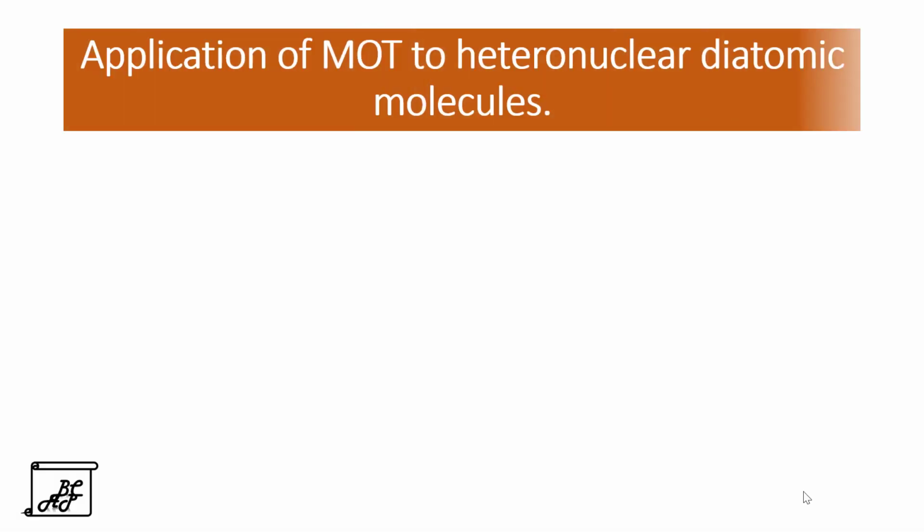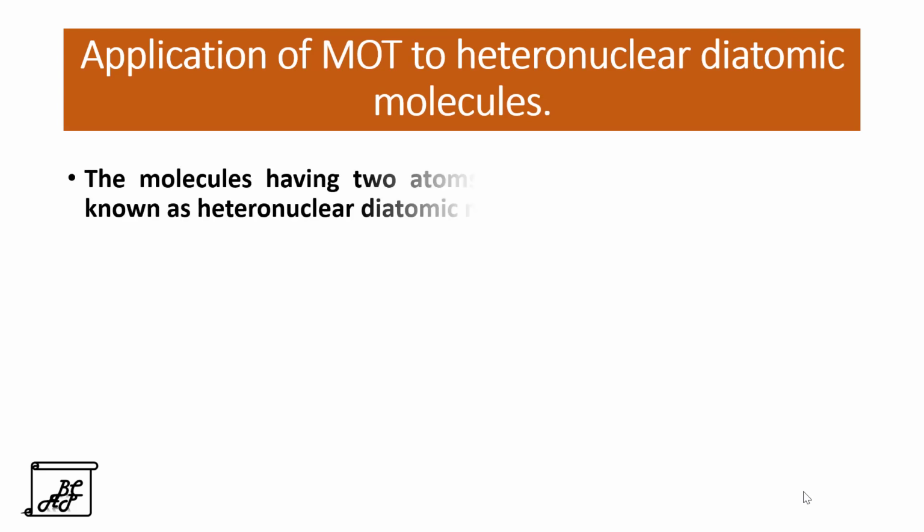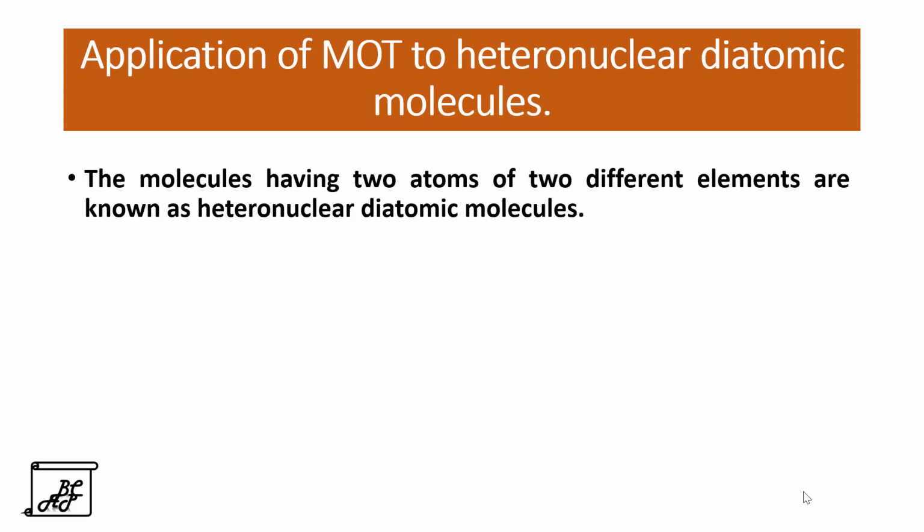Let's apply molecular orbital theory to heteronuclear diatomic molecules. First of all, the molecules having two atoms of two different elements are known as heteronuclear diatomic molecules. So when we have to apply MOT to heteronuclear diatomic molecules, we have to see three principles.